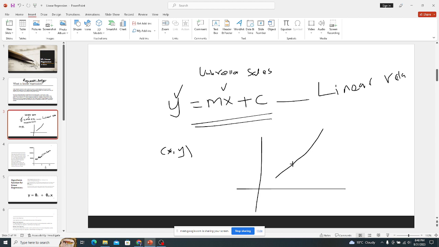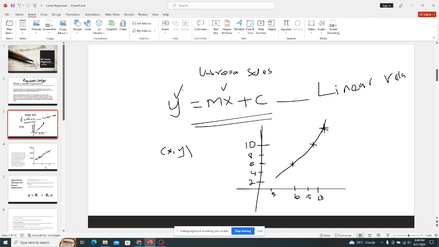Let's assume these were the data points, the coordinates. Here we have maybe 5, here we have 10, here we have 15, and here we have 20. Same as here, let's assume we have 2, here we have 4, here we have 6, here we have 8, and here we have 10. And this is an equation of a straight line.